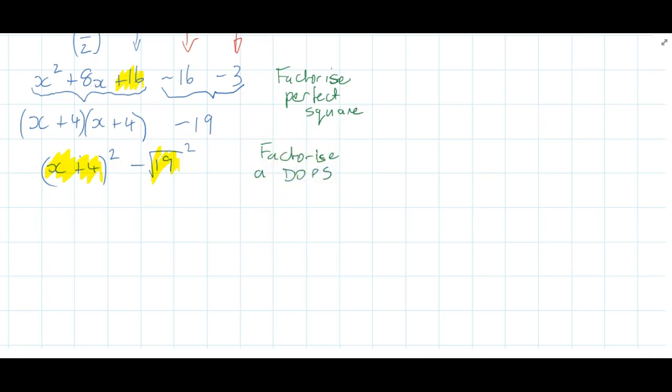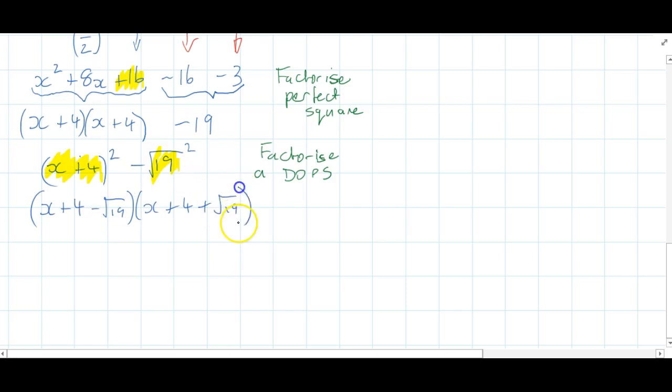Okay, now if you remember correctly, a difference of perfect squares is this number squared minus this number squared, times this number squared plus this number squared. So (x + 4 − √19)(x + 4 + √19). Okay, so that is actually now fully factorized. That's the answer to that question.